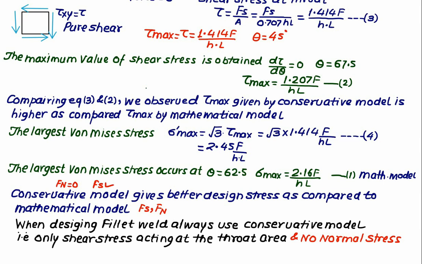Now in the analysis of the welded joint, we decide to use the conservative model, that is, the value of Fn will be equal to 0, and only the value of the shear force will be considered, and we have tau max equal to 1.414 F divided by H into L. Now, with this value of tau max, we want to calculate the permissible value of the shear stress. That is, we want to analyze the strength of the welded joint. So let's discuss the idea about the strength of the welded joint.